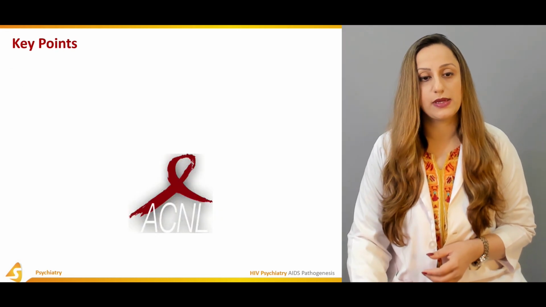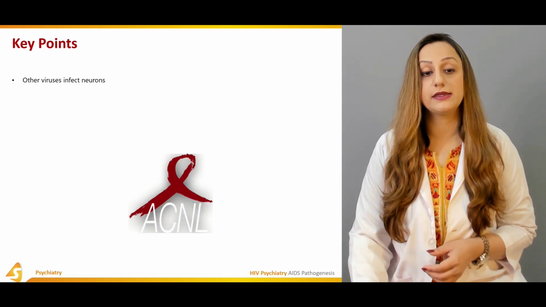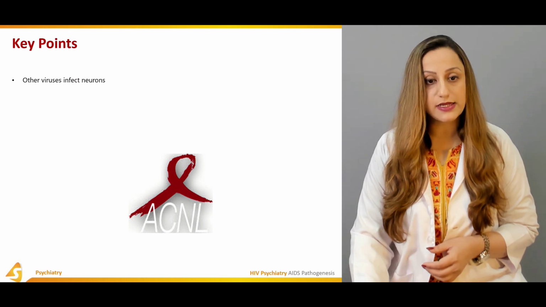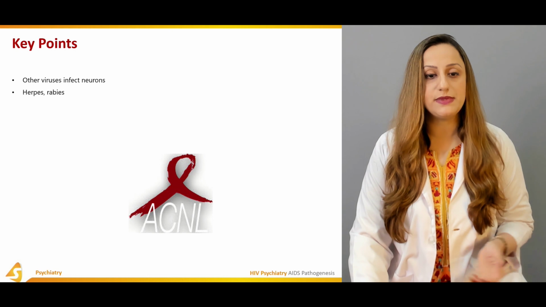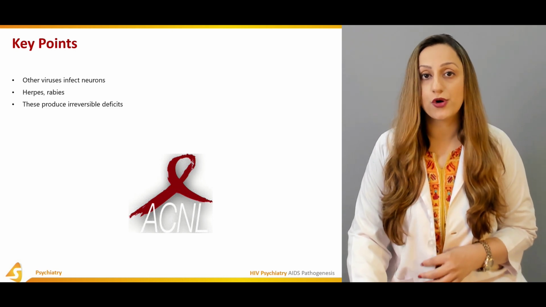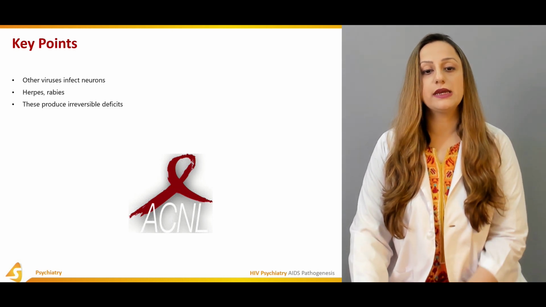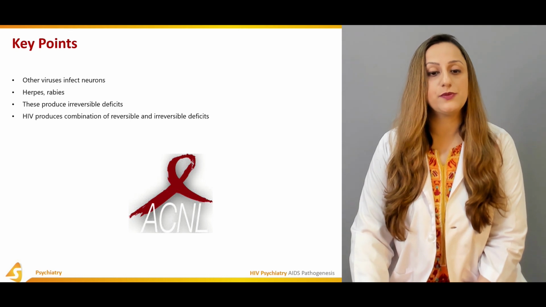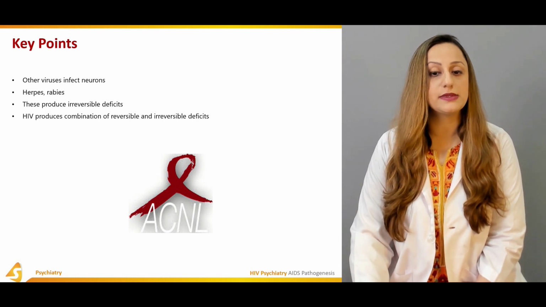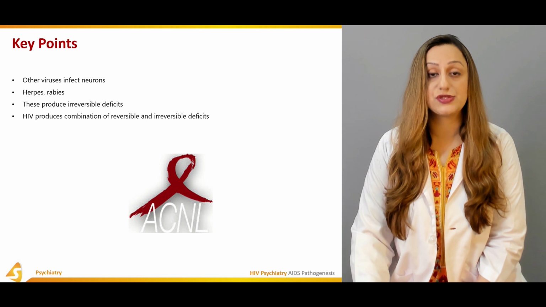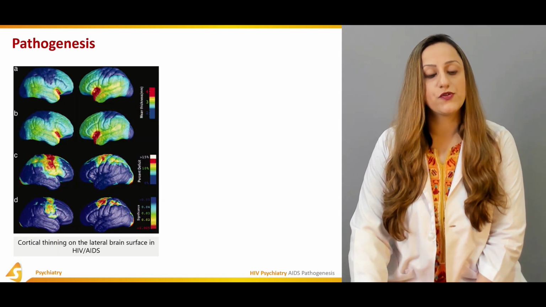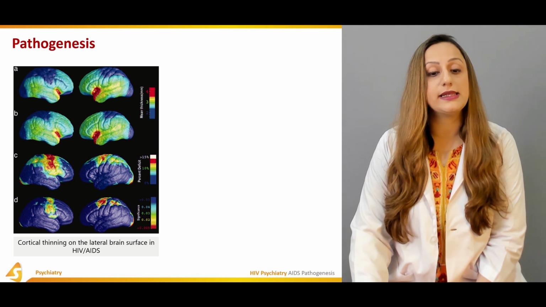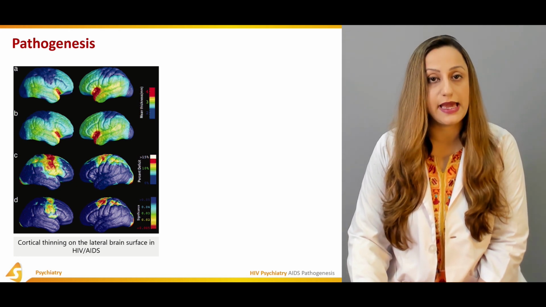The key points over here are that other viruses can infect the neurons as well. For example, the herpes and the rabies virus are most notorious for this. These produce irreversible deficits. HIV produces a combination of reversible and irreversible deficits in the patients as well. The pathology that we can talk about over here is the cortical thinning on the lateral brain surface in HIV and AIDS patients.